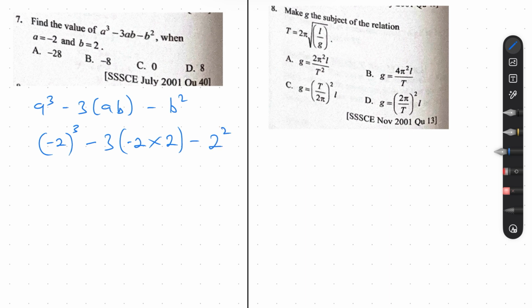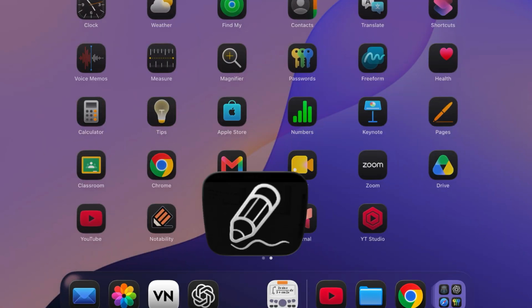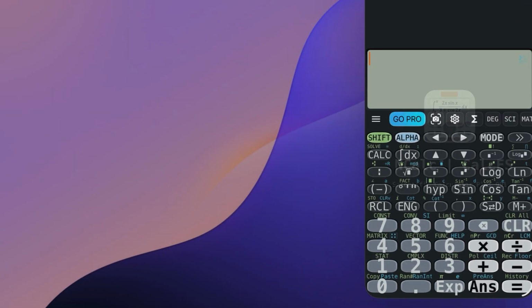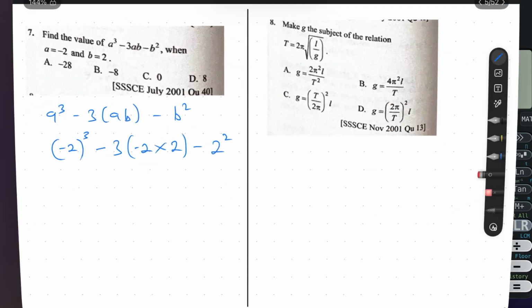Okay, so this is what you are looking for. You can go ahead and solve this using the calculator to make your work fast, because this is an objective. You don't waste time trying to solve it in your head. If you can solve it in your head faster, no problem, but it will be easier to use the calculator. So let me try to bring up my calculator, and then we go back.